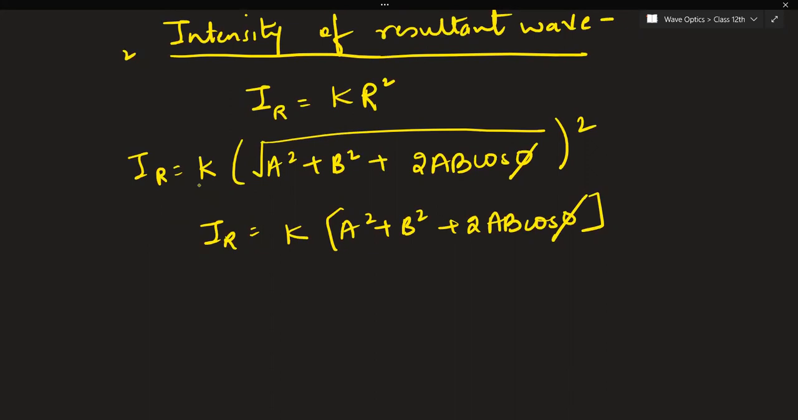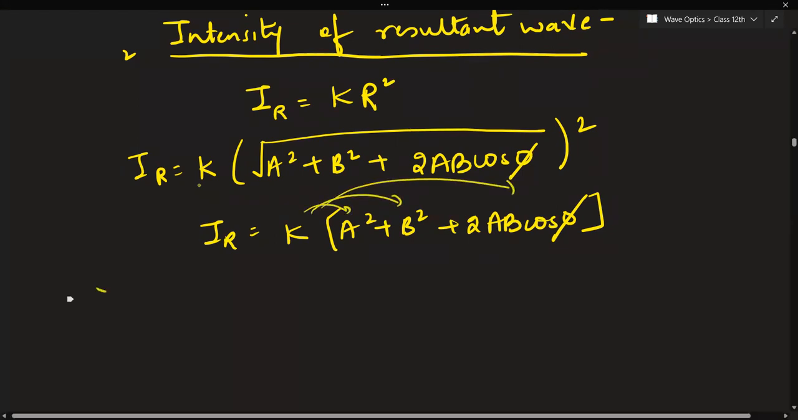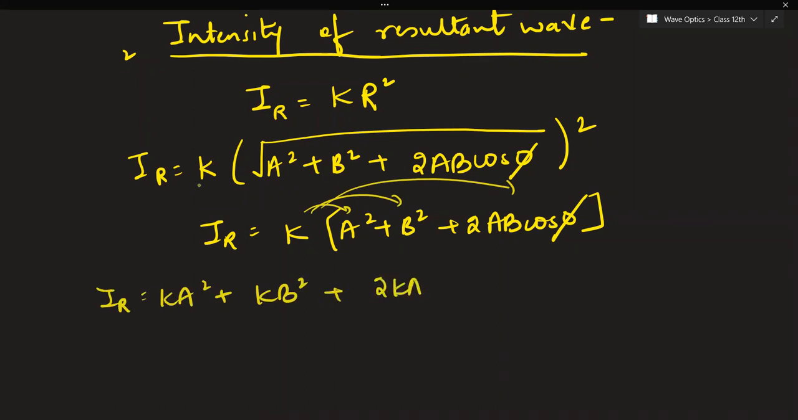So put in the resultant amplitude's value, under root A square plus B square plus 2AB cos phi, whole square. When you remove these, the square and root cancel, we are left with K multiplied by A square plus B square plus 2AB cos phi. To get the final answer, let us just open up the brackets and multiply it. So Ka square plus Kb square plus 2Kab cos phi.